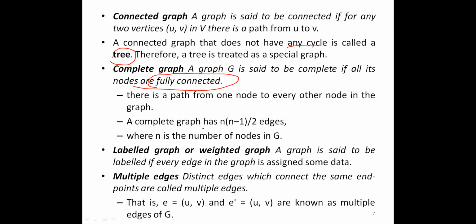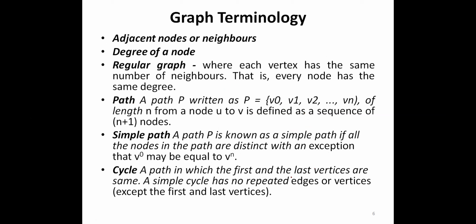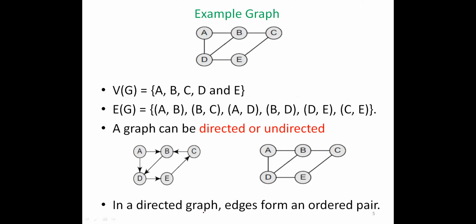So in case of a complete graph, these many edges will be there based upon the vertices, where n is the number of nodes in G. Here we can say vertex also. Then labeled graph or weighted graph. A graph is said to be labeled if every edge in the graph is assigned some data.